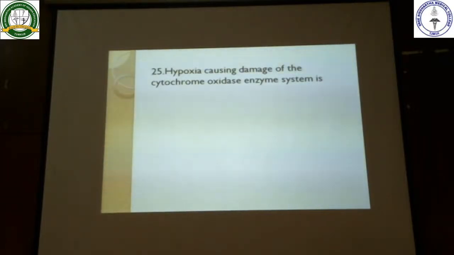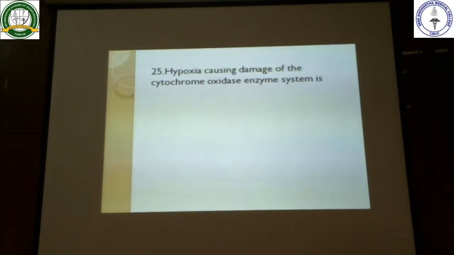Then next you have stagnant hypoxia. Even though the partial pressure of oxygen and the hemoglobin are normal, you need proper circulation, blood flow to the tissues, so that the oxygen reaches the tissue. If there is stagnation or sluggish blood flow, you can expect hypoxia because of decreased blood flow. That is called stagnant hypoxia.